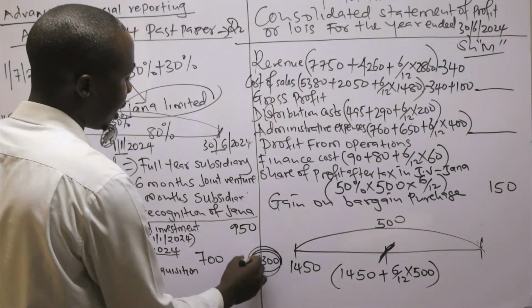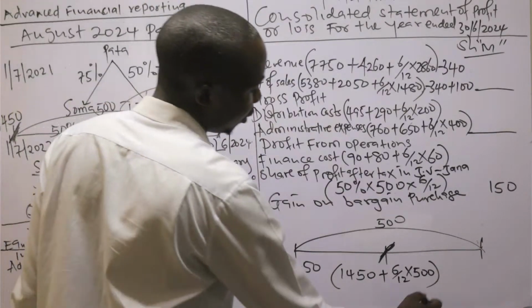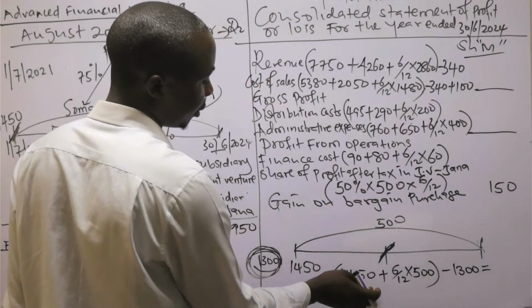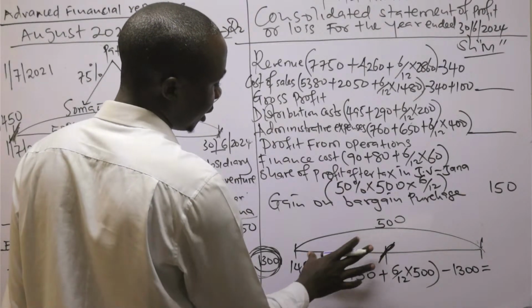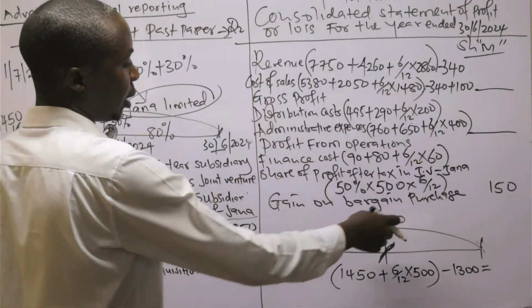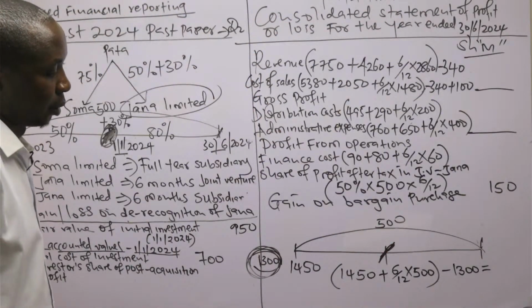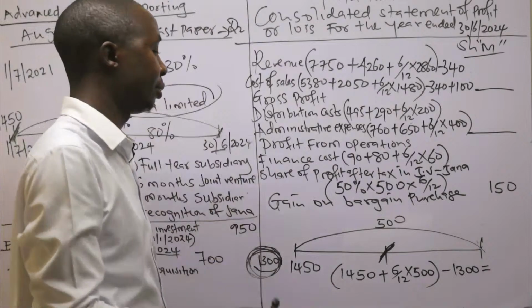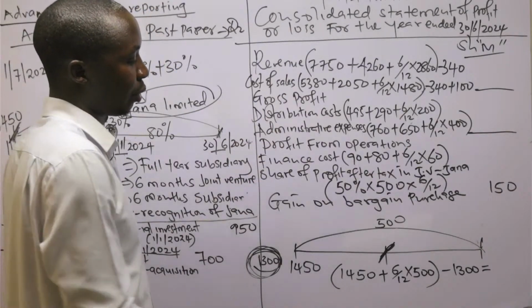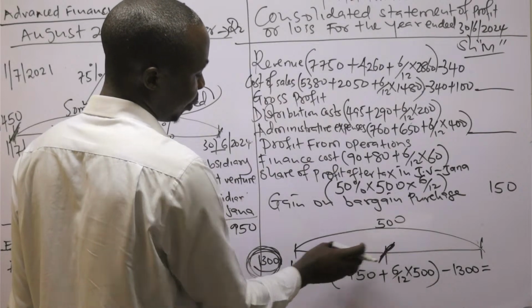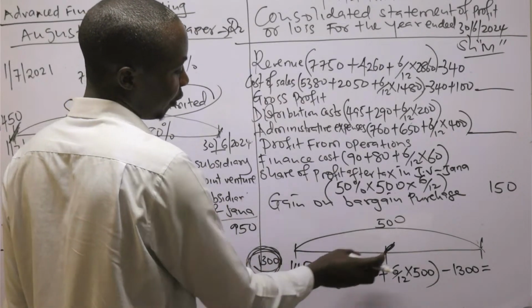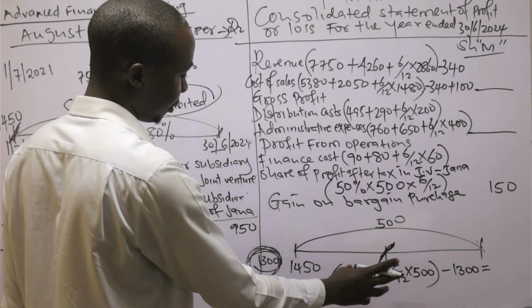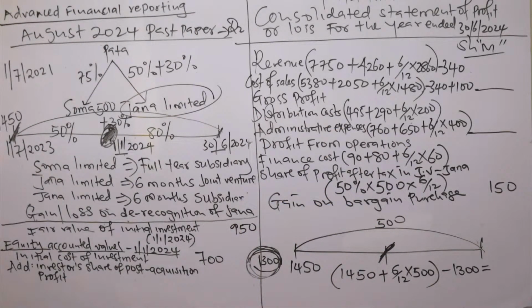Then the profit which was there as at the time Jana was acquired, being a joint venture, will be deducted. You deduct 13. So this one you deduct because it's included here under the balance brought forward. So after determining that profit, deduct it so that you get the post-acquisition profit. So it's 1450 plus 6/12 times 500 minus the 13, which was there sometime back as at the time Jana was acquired. So it's the profit as at this date minus the profit as at acquisition date. Because that profit as at acquisition is inclusive here, we need to remove it, to deduct it.